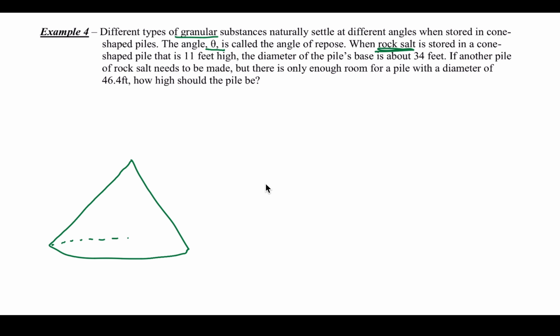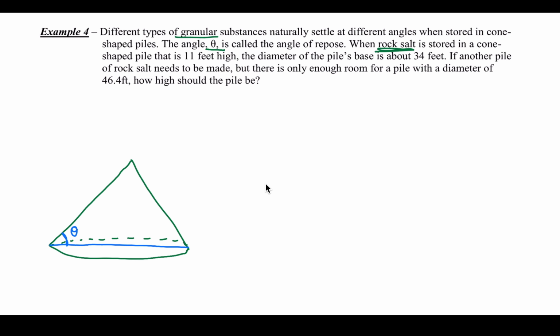If I were to draw this, and then I draw, let's say, a horizontal line here, this is the angle of repose, the angle that the side of the pile makes with the horizontal. That's the angle of repose, and this is what we would call theta right there. So when rock salt is stored in a cone-shaped pile that is 11 feet high, the diameter of the pile's base is 34 feet.